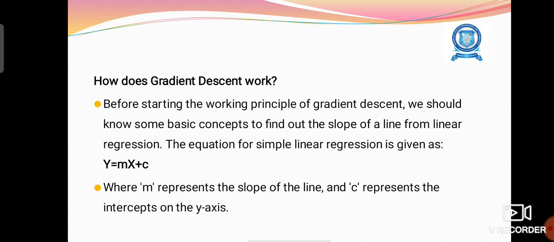Before starting the working principle of gradient descent, we should know some basic concepts to find the slope of the line from linear regression. The equation for a simple linear regression is y equals mx plus c. M represents the slope of the line, and c represents the intercept on the y-axis.